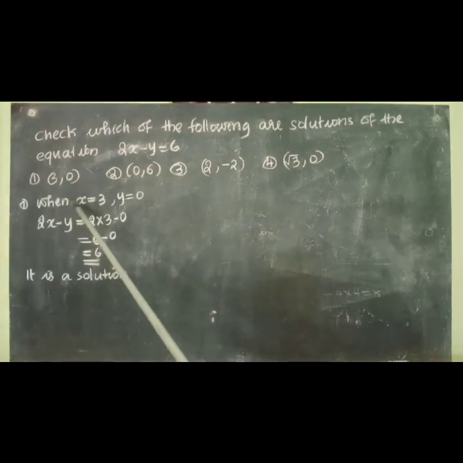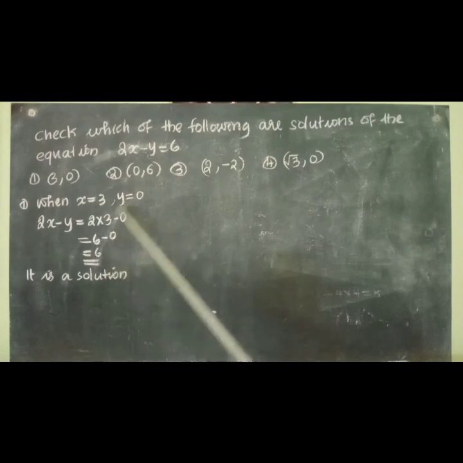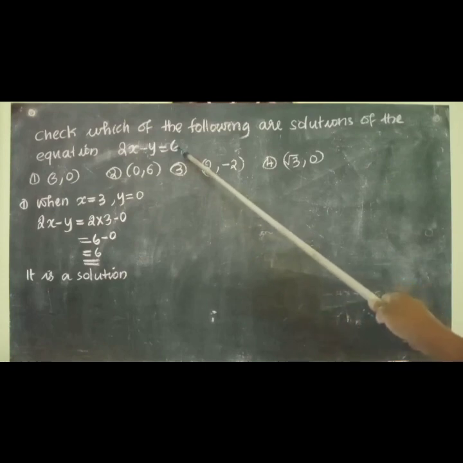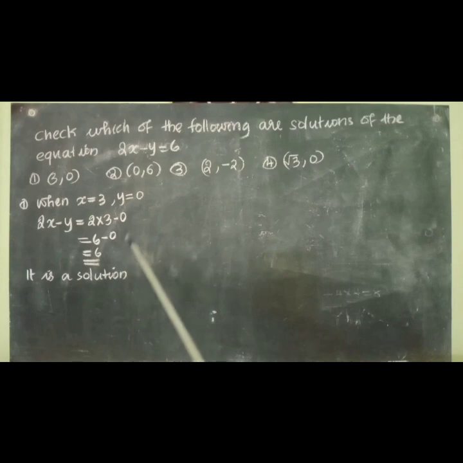First one, 3, 0. When x equal to 3 and y equal to 0, we can give it here. We get 2x minus y equal to 2 into 3 minus 0. That is equal to 6 minus 0 equal to 6. We got the answer 6. Here also on the right side it is 6. So we can conclude it is a solution. Let us check the next point.